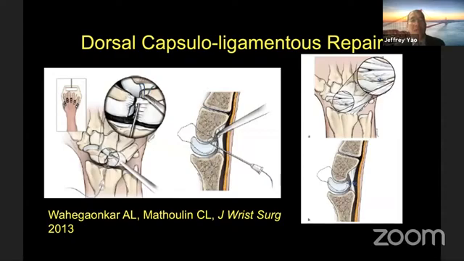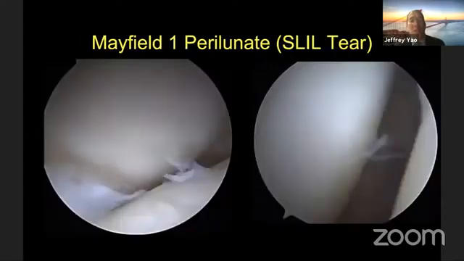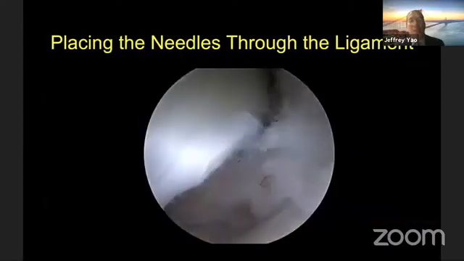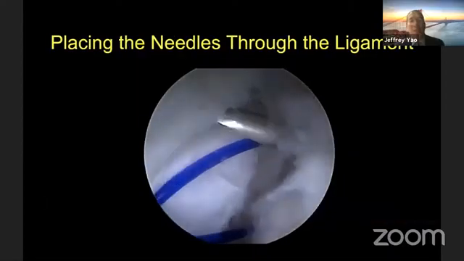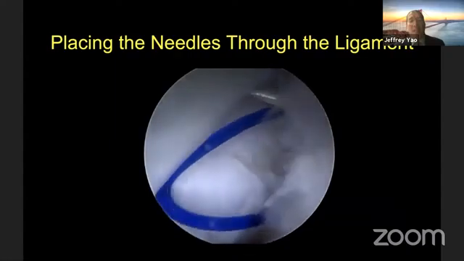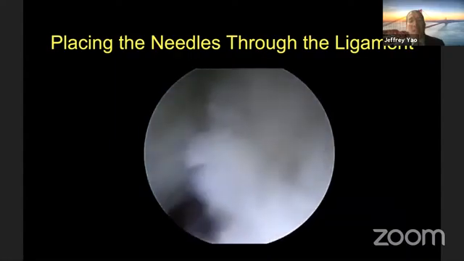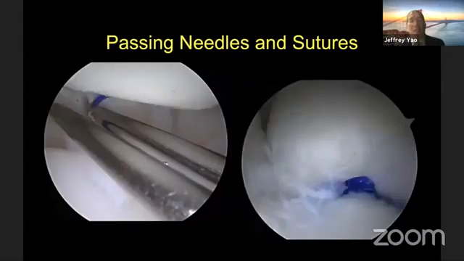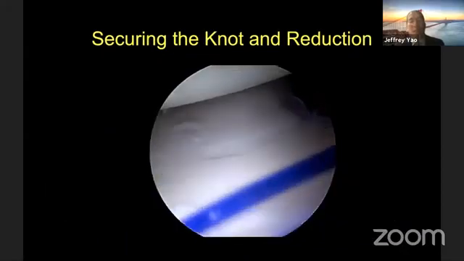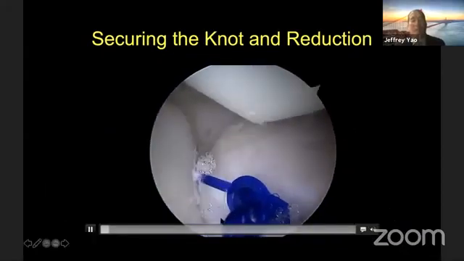In earlier stage injuries, I have adopted Christoph Matulin's technique of dorsal capsule ligamentous repair. Here's a Mayfield 1 or simple scapulolunate ligament injury. You can see the disruption of the scapulolunate space. And we place needles with a monofilament suture through the ligament from the radiocarpal portal and shuttle them to the midcarpal portal, tie them outside the body and pass the knot back into the joint. As you can see in this video.